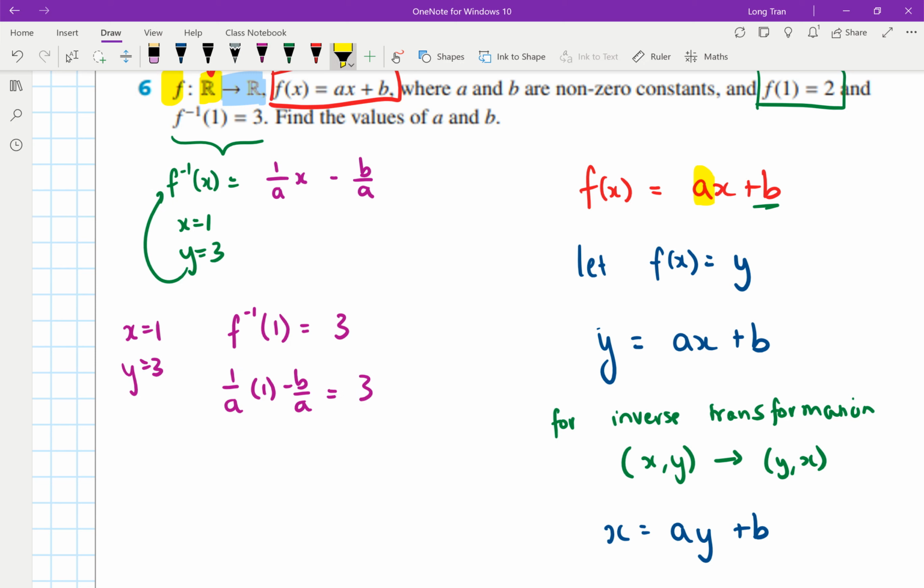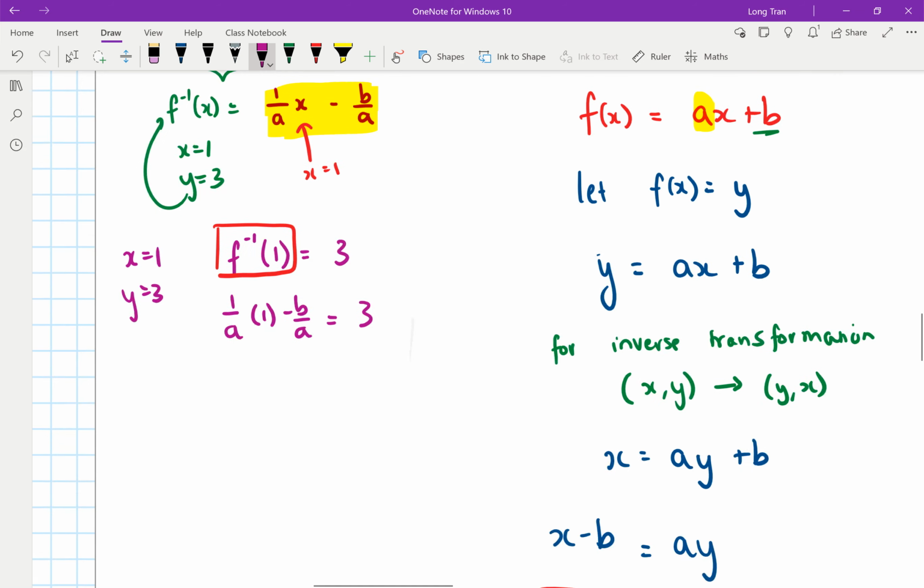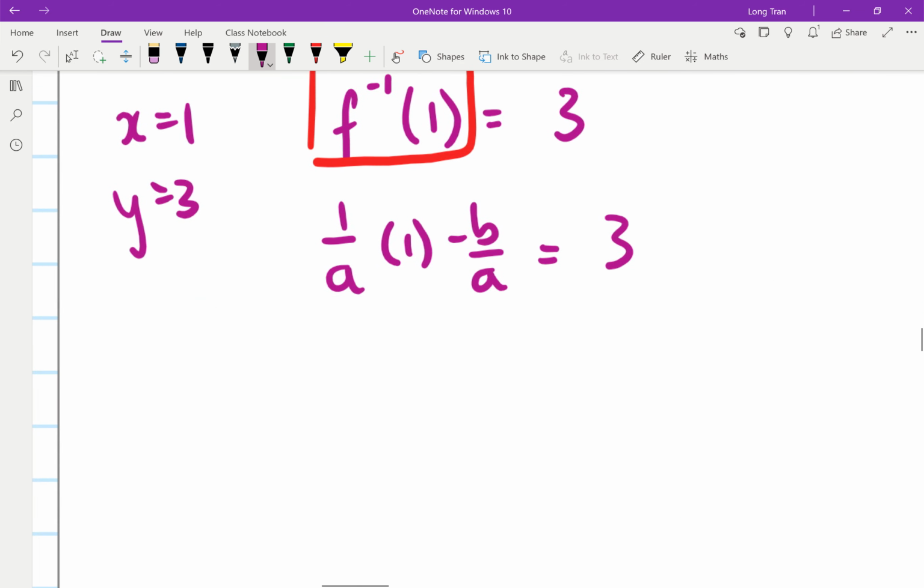All I've done is I've just taken this equation and I've substituted x equals 1, because that's what this is saying here. Yes, I've subbed 1 in. That's what f dash of 1 is, or f inverse of 1. And then I just carried the equation as equals to 3. So from here, let's solve it. It becomes 1 on a minus b over a equals 3.